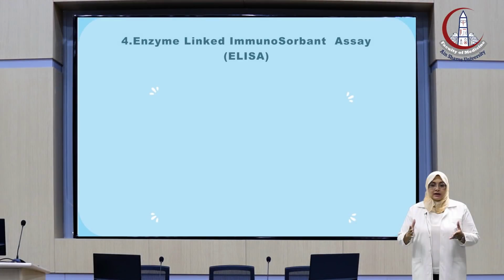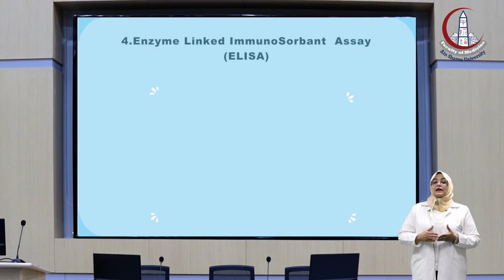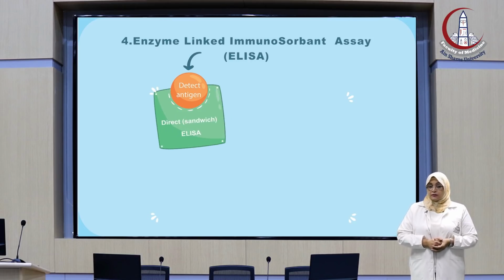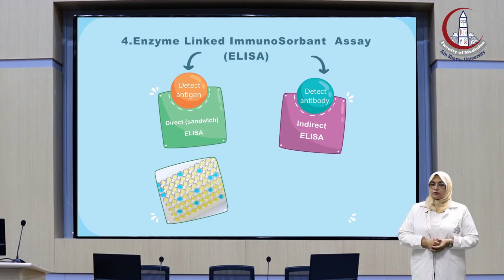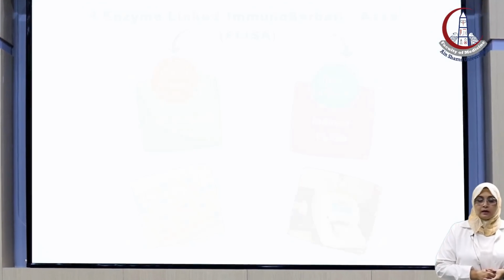In other words, this is an antigen-antibody reaction that is detected by the production of a colored substrate that is produced due to the action of an enzyme, which would only be present if the antigen or the antibody in question are present. The procedure can be direct to detect antigen or indirect to detect antibody.